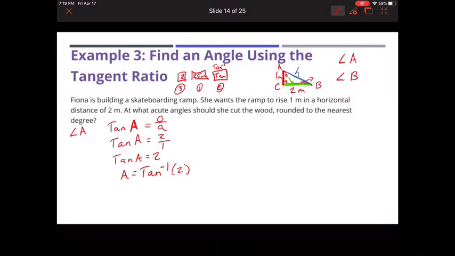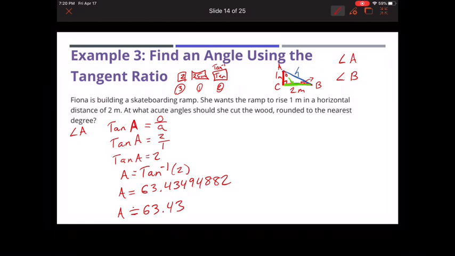Because the answer you will get on your calculator is 63.43494882. And so we're rounding that. It says round to the nearest degree, so the nearest degree would be 63 degrees. So that angle at the top is 63 degrees.